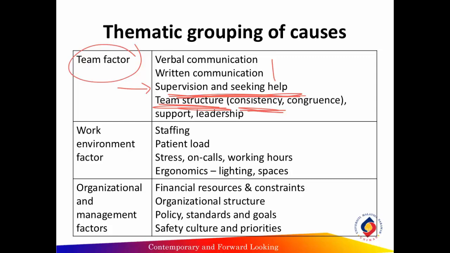Support system and leadership are included as well. The fourth group of factors refers to the work environment factors, and this includes whether the work environment is stressful because of the lack of staff, increased patient load, too many on-calls, lack of doctors, long working hours, doctors having to work double shifts, for example, and the ergonomics of the work environment as well, the lightings, the spaces, etc.